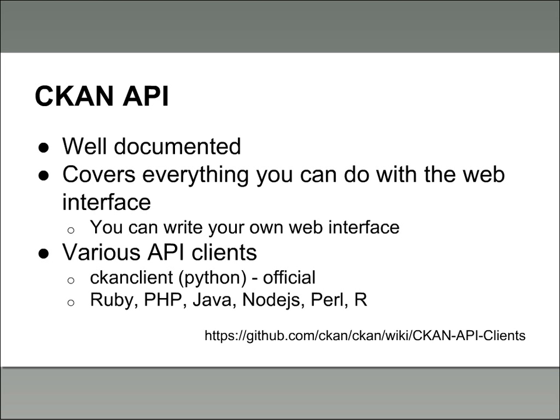And there are a lot of various API clients. The official one is a Python client, because CKAN itself is written in Python, so it was straightforward to write a Python client. But if you prefer different programming languages, there's also Ruby, PHP, Java, Node.js, Perl, and R. You can see the full list following the links on the slide.